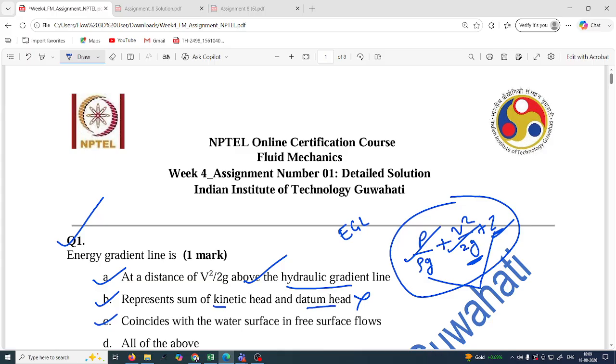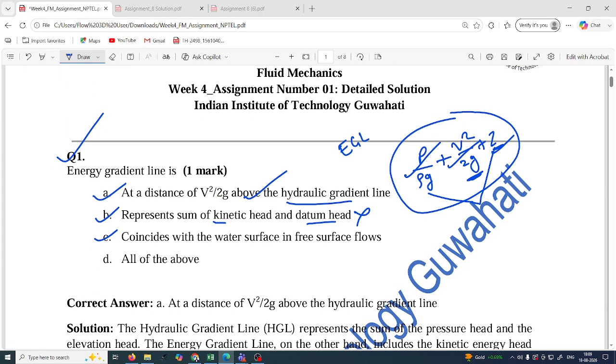How? You cannot say directly whether it coincides with the surface. When you consider open channel flow, then you can write the statement like that. But here it is not written clearly whether the option is talking about pipe flow or open channel flow. So this option needs some modification actually. Anyway, I will explain what coincides with the surface flow. So this is not correct, and option A is correct for this question. I will discuss a little bit more about it.